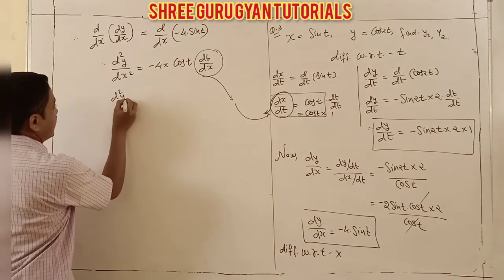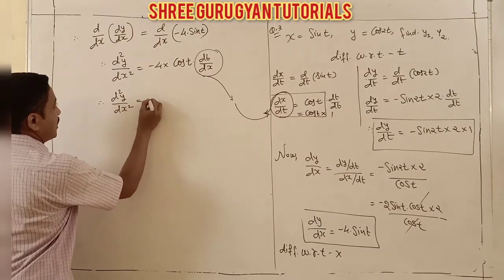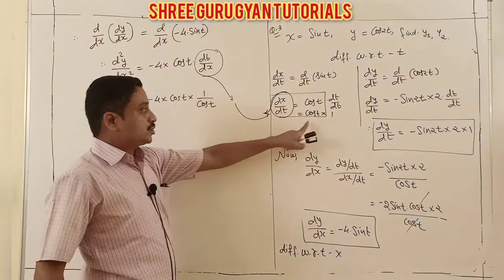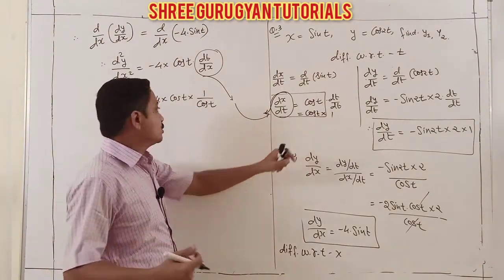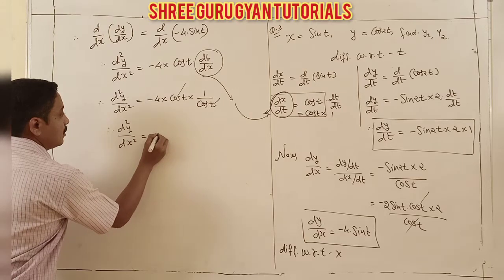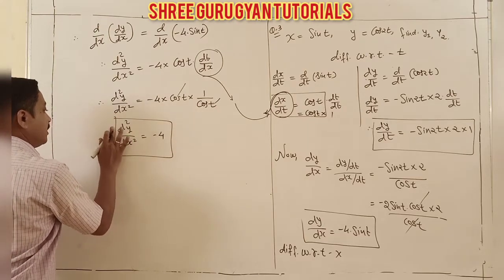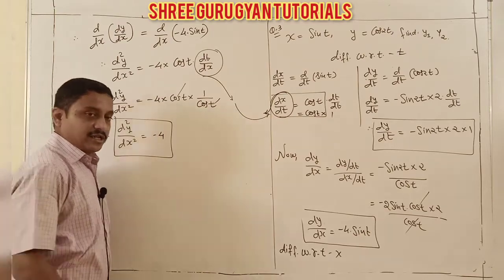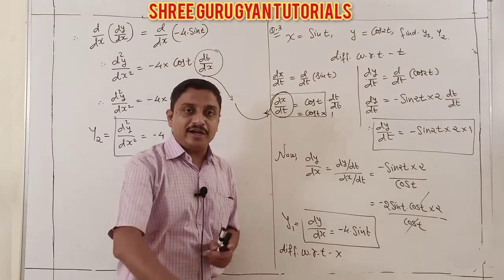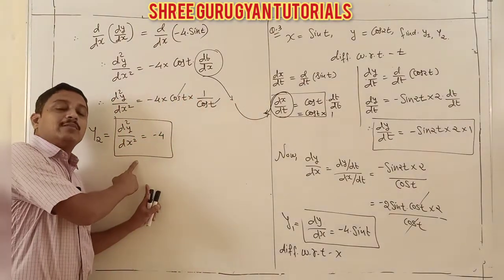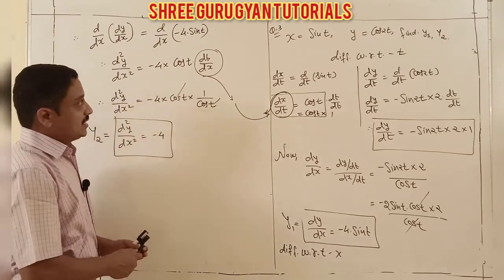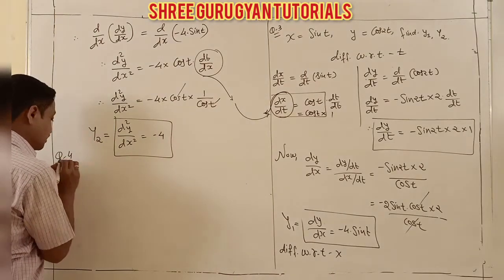So d square y by dx square: what is the value? The value is 1 upon cos t. Taking the 1 upon cos t, this cancels with this, and d square y by dx square is minus 4. Students, you take this as y2 and that as y1. These two answers are successfully done. If you take the third order derivative, d cube y by dx cube, the answer is 0 because it is a constant. Now question 3 is done.